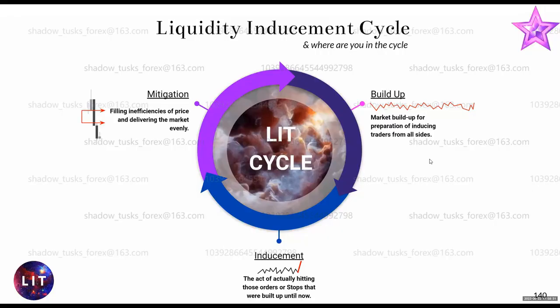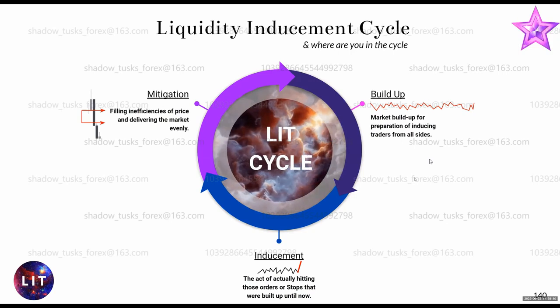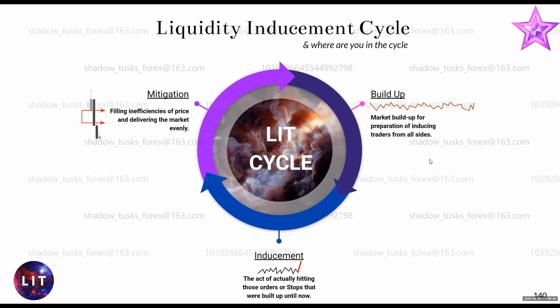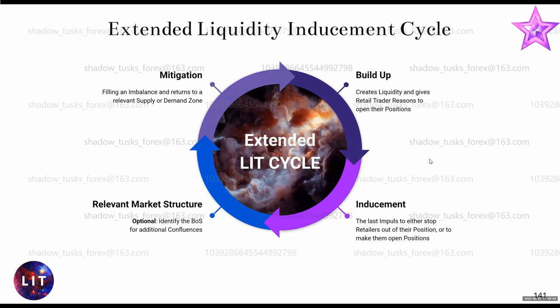Awesome. So as you already see this one, that's the liquidity inducement cycle we had obviously all the time, right? So it's just normal build-up, inducement, mitigation, and nothing new. Everything should be very clear here. So now what we can do to make it much more reliable is we just add one more step to the whole thing. And that is the relevant market structure.